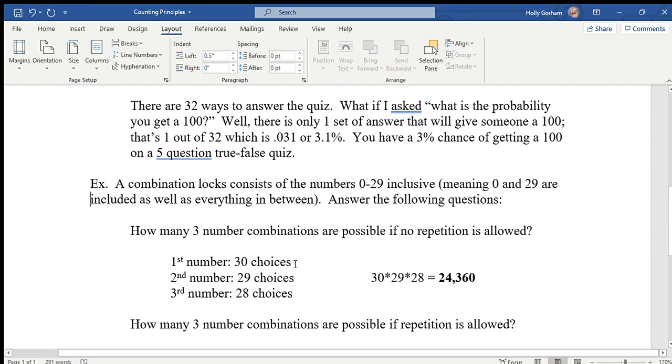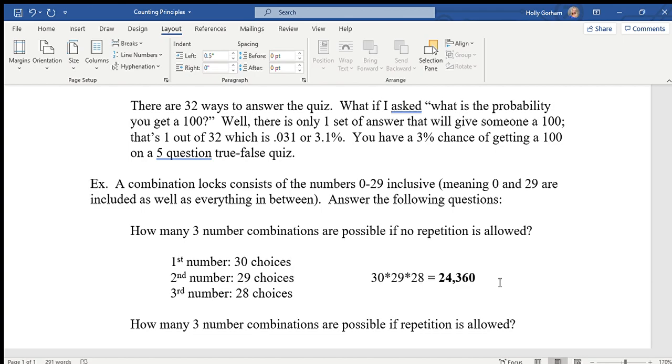But if you're not allowed to repeat, then you only have 29 choices for your second number, and then 28 choices for your third number. So when you multiply that together, you get 24,360. So there are 24,360 different combinations that can be formed, even if no numbers can repeat.